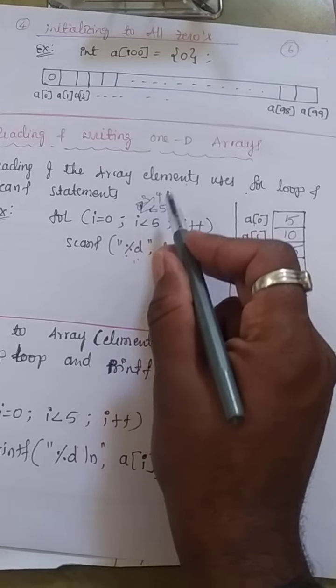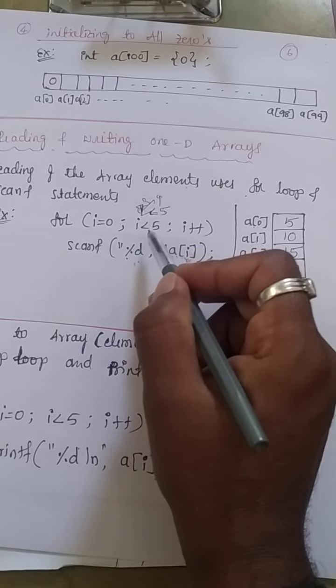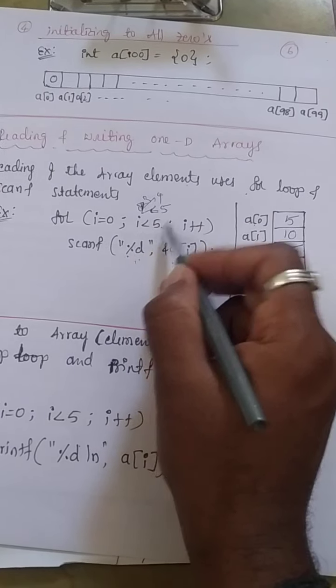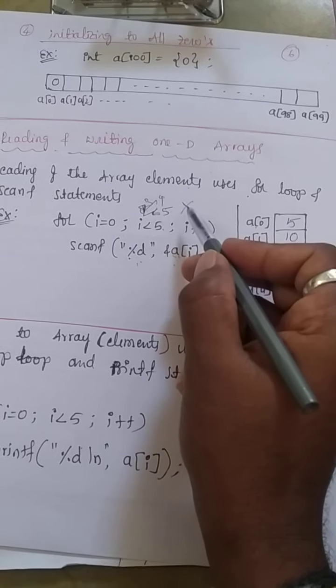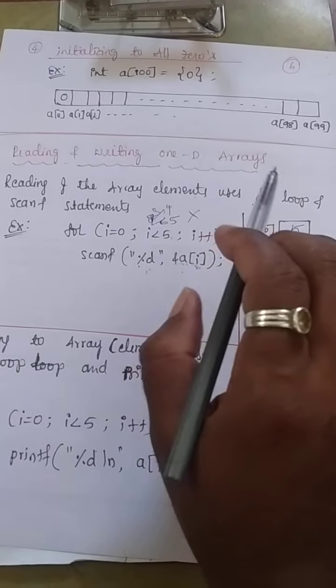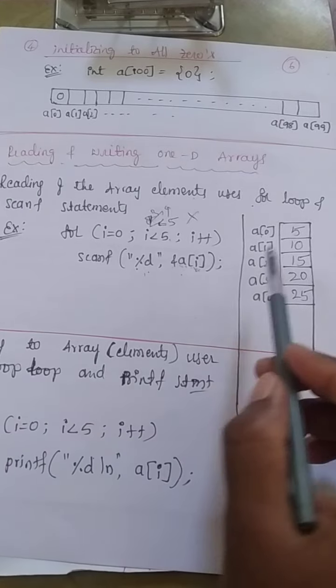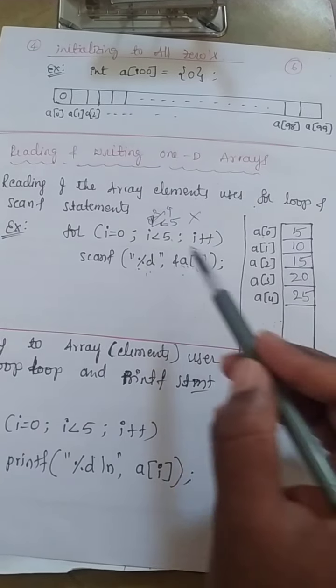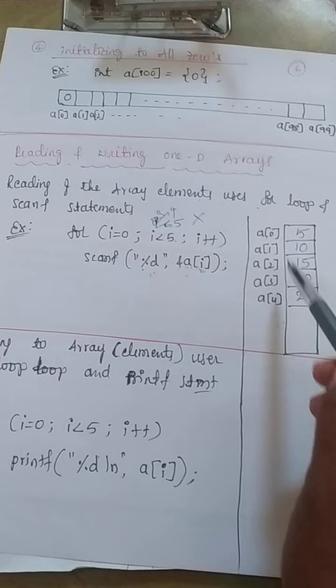Then i plus plus. Now i becomes how much? It was 4. Now it is 5. Substitute the value. Whether 5 less than 5? Condition false. When this condition becomes false, the scanf statement will not execute. It means you have entered 5 elements. Your condition was 5, no? So you have entered 5 elements.